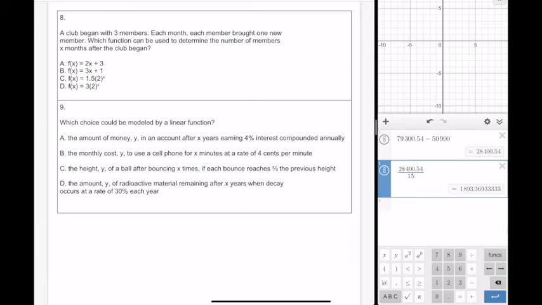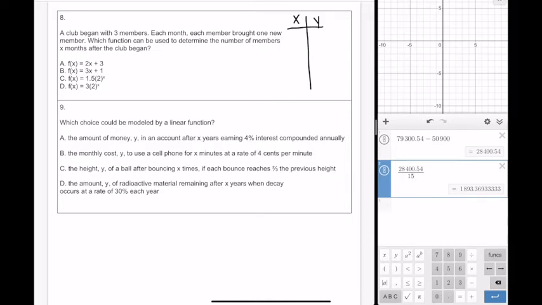Number 8. Okay, a club began with 3 members. Each month, each member brought 1 new member. Which function could be used to determine the number of members X months after the club began? So to really get a good idea of what is happening here and to see this pattern, since our options have some linear functions and they have some exponential functions, we need to know if this is linear or exponential. And the best way to see that is by creating a table.